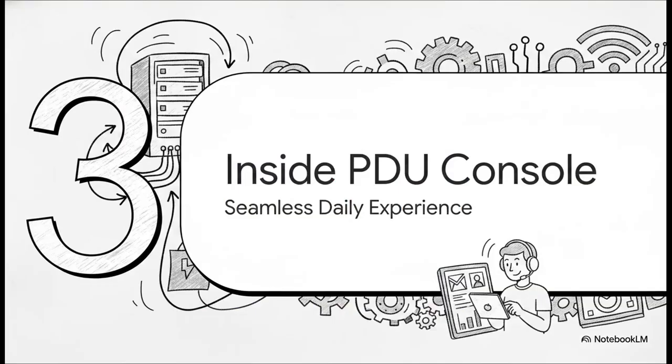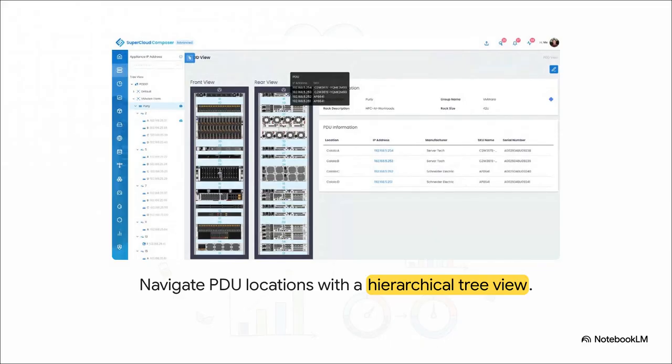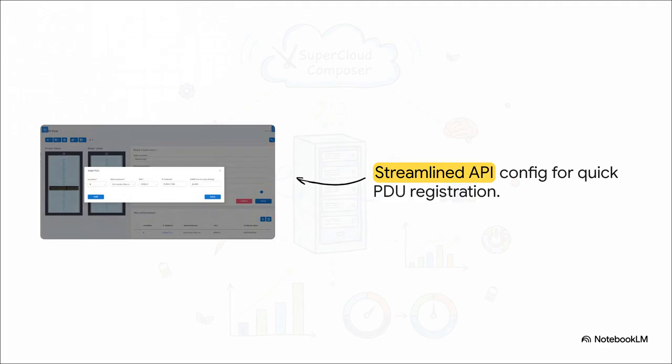All right, part 3. Let's actually take a look inside the PDU console. Check this out. Instead of sifting through endless spreadsheets trying to find a device, the system uses this really clean hierarchical tree view. This lets you instantly navigate to the exact physical location of any PDU within a specific rack. It's totally visual, it's intuitive, and it's going to save you an incredible amount of time. And getting things hooked up is a breeze. You use a streamlined API setup to just easily configure and add that specific PDU appliance right into your pod view. You essentially hit save and boom, that PDU is instantly registered and fully ready for comprehensive lifecycle management.